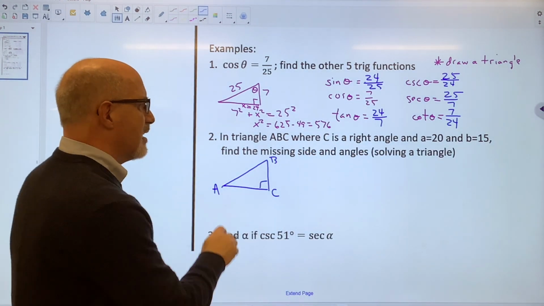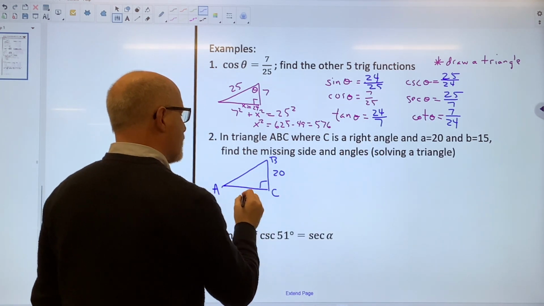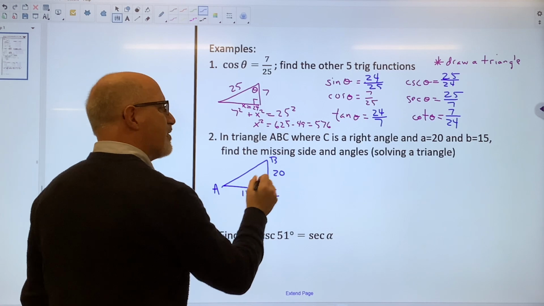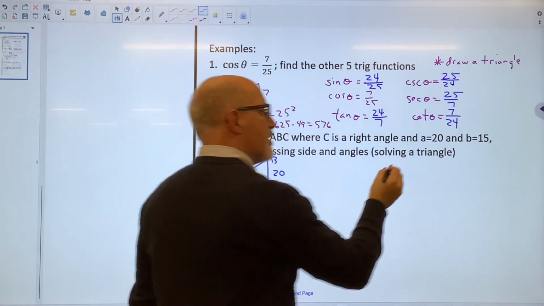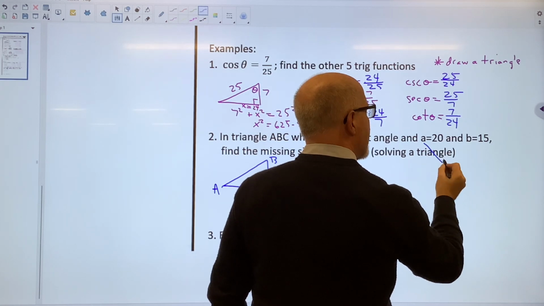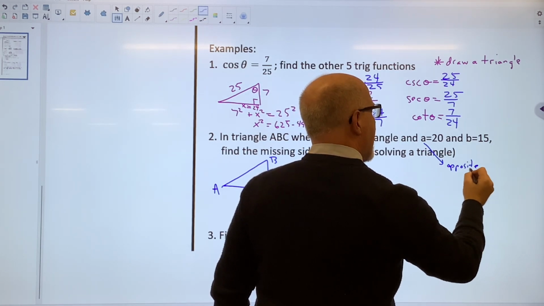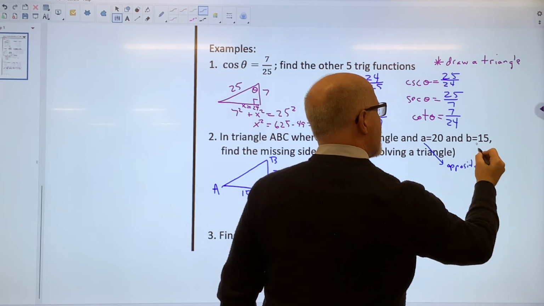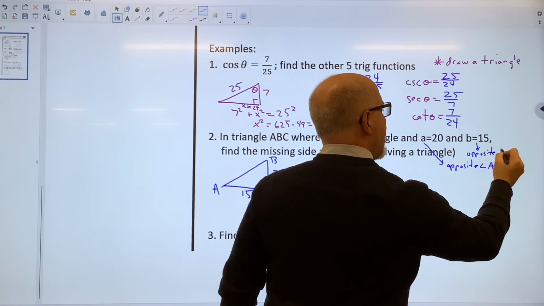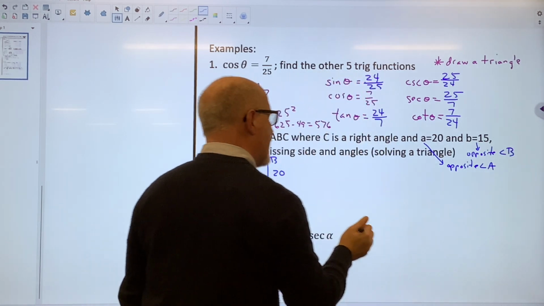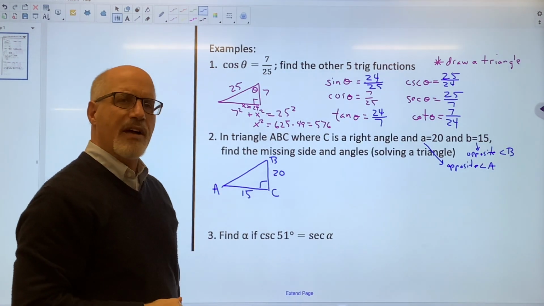And then it says that A is equal to 20 and B is equal to 15. When we give the little letters, they're opposite their angles. So this one is opposite angle A, and this one is opposite angle B. So that's when it gives those little letters, you just go straight opposite it to give that value.